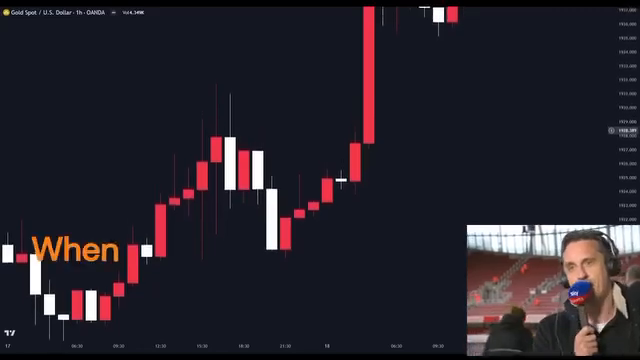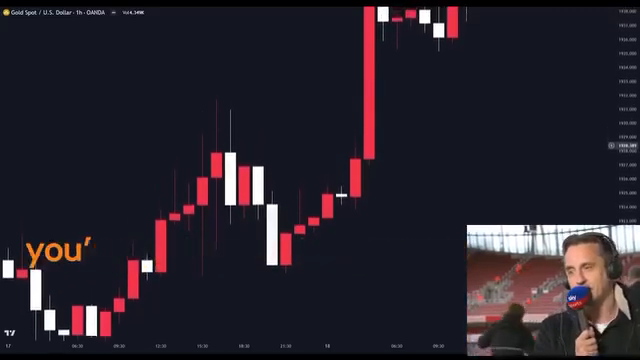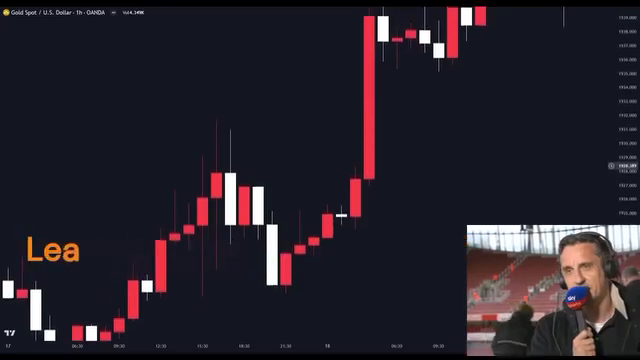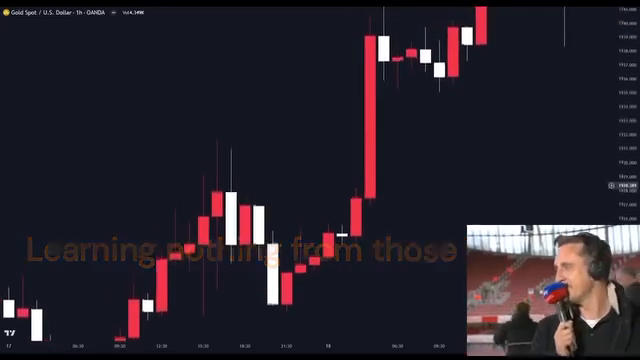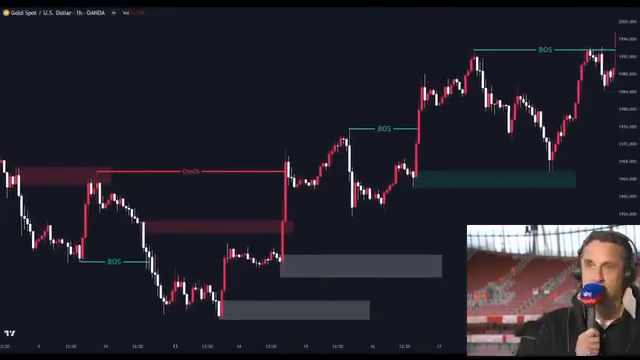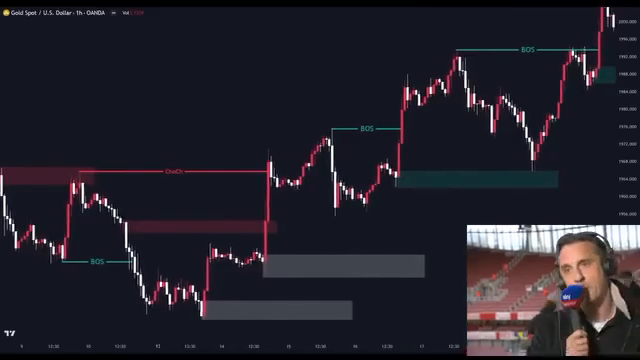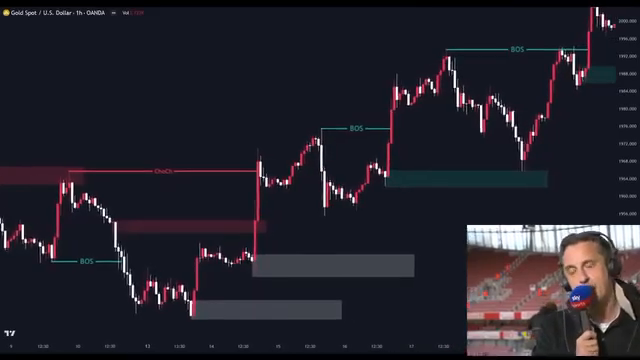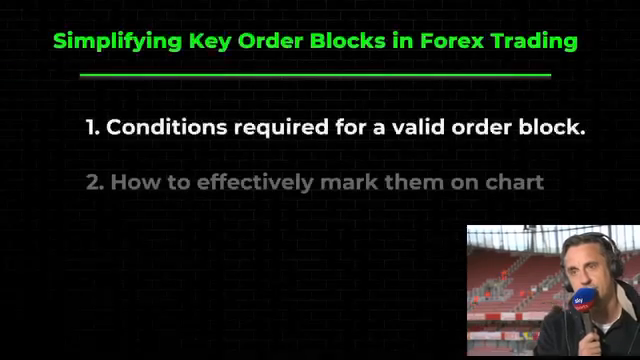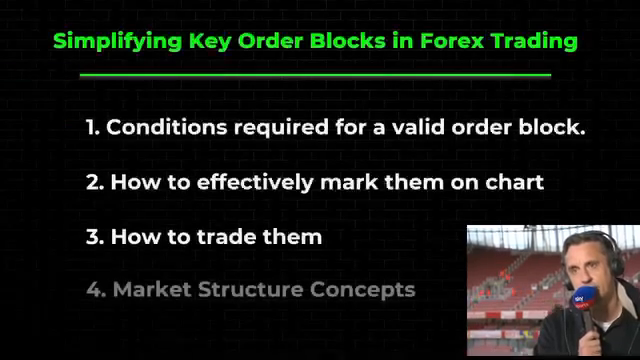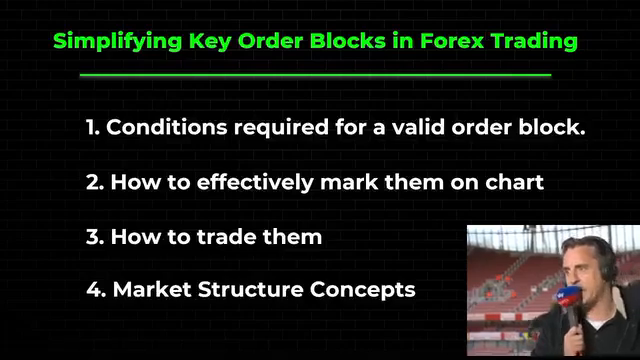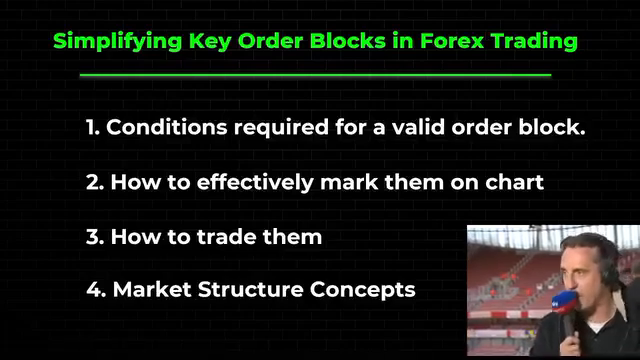Hey guys, when trading in the financial markets, you're going to make a lot of mistakes. Learning nothing from those mistakes is the mistake. After numerous trades on multiple pairs, it became evident to us that order blocks operate more effectively and generate profits when they are accompanied by certain conditions. So in this video, we are going to simplify the concept of order blocks in trading. We are going to explain a rule-based approach toward the order blocks that are being respected by the market.